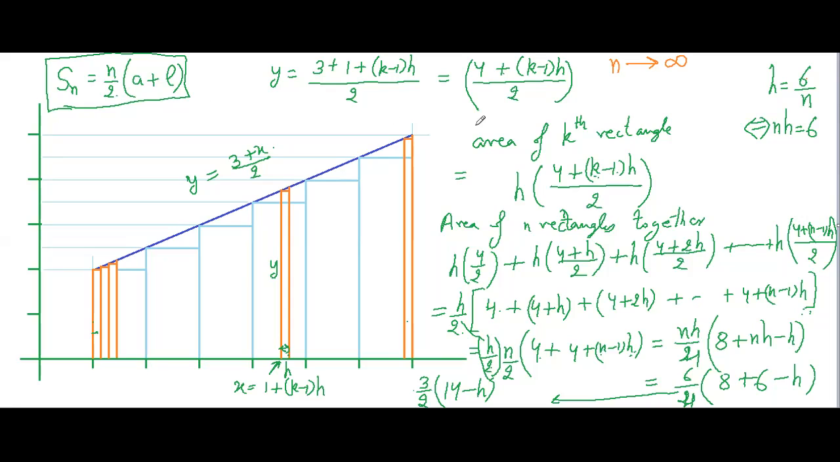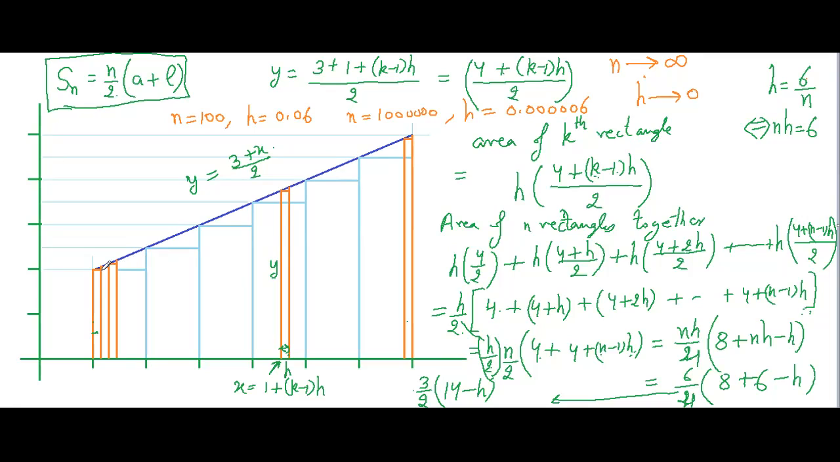See, if we take first of all n equal to 100, very easy calculation, then h will be equal to 6 divided by 100, which means 0.06. If I take n equal to a million, million has 6 zeros, then what will happen? h will be equal to 0.000006. How small a value. What will happen if n tends to infinity? h will approach 0. h will become 0.